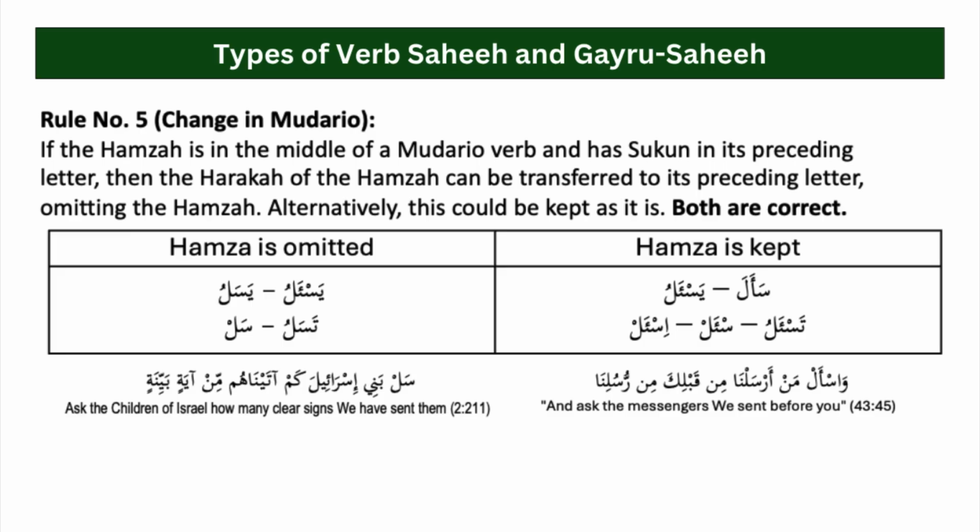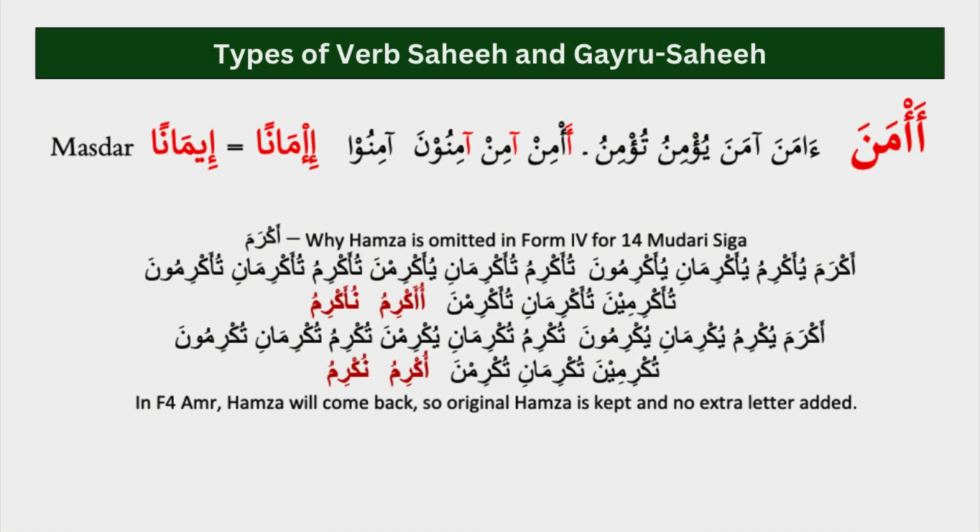Sal Bani Israela. Ask the children of Israel how many clear signs we have sent them. 2:211. Wasalman arsalna min qablika mir rusulina. And ask the messengers we sent before you. 43:45. So the message here is that Arabic may preserve the Hamza in one pattern and lighten it in another, and both are part of the accepted grammatical system.